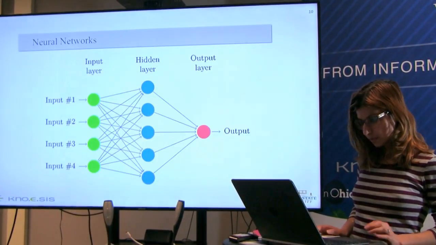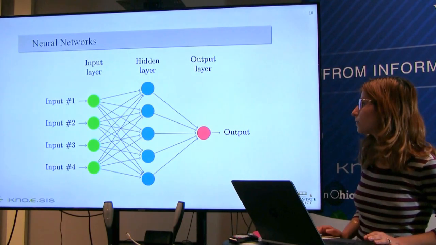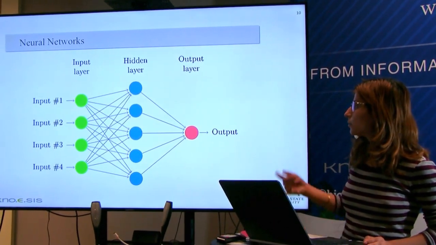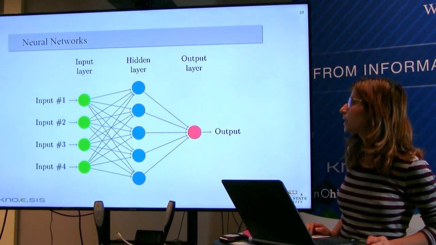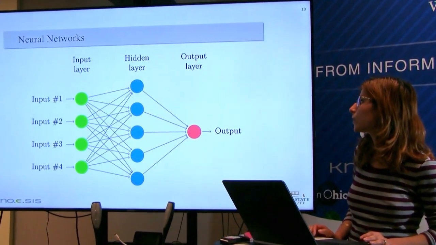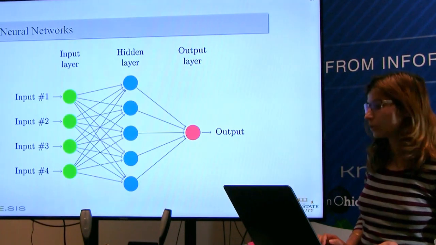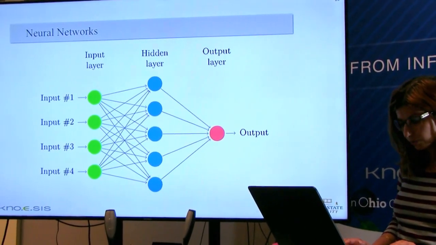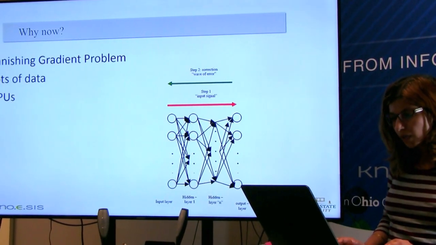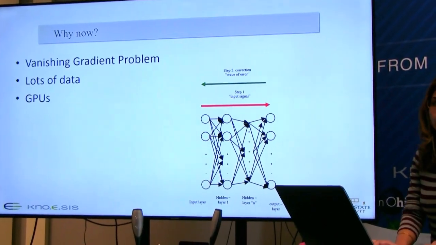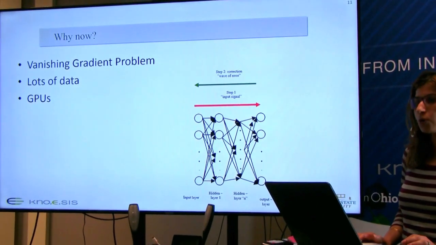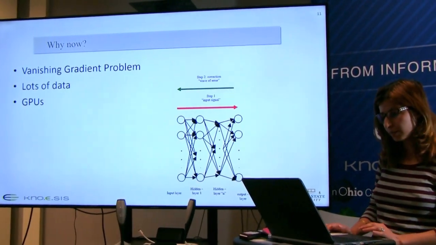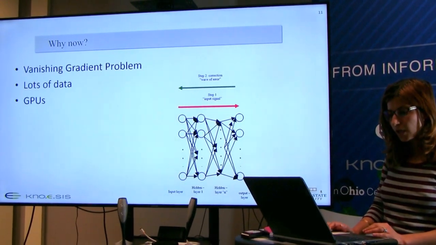Now I want to give an overview of neural networks. As you know, we have some inputs, and in the input layer, one hidden layer in the traditional neural networks, and finally the output layer that can have one output or many outputs. Why is deep learning so hot now, although we had neural networks from many years ago?